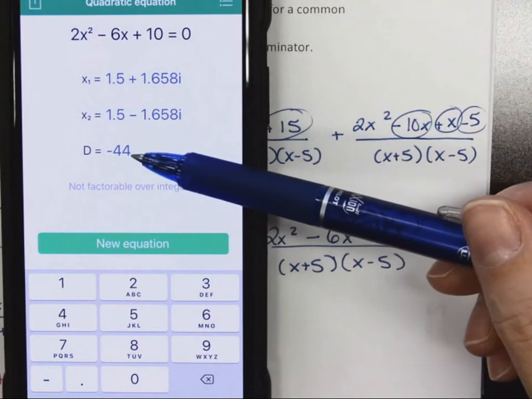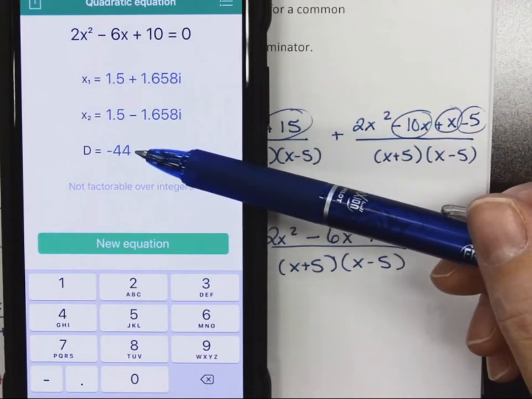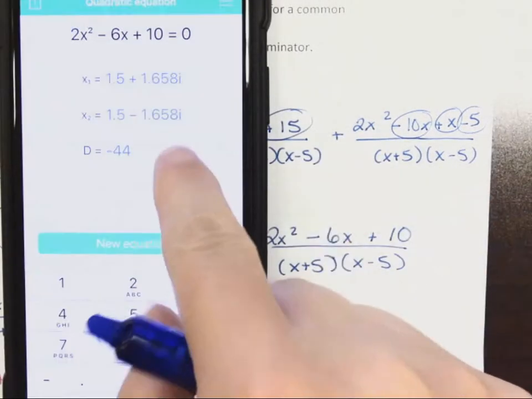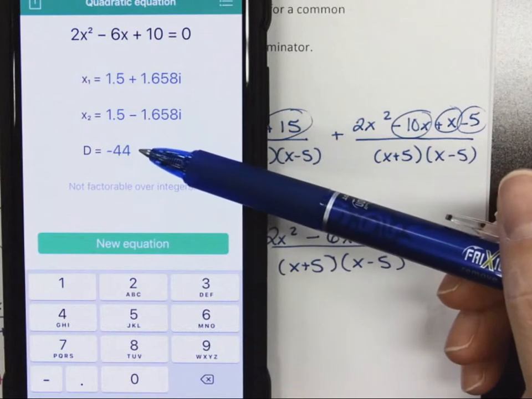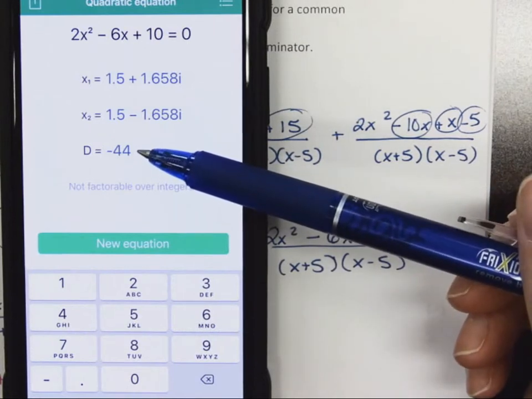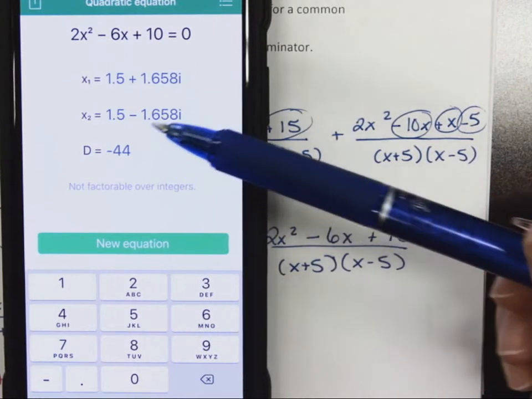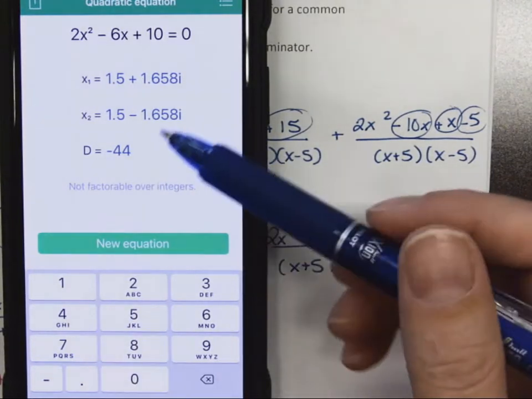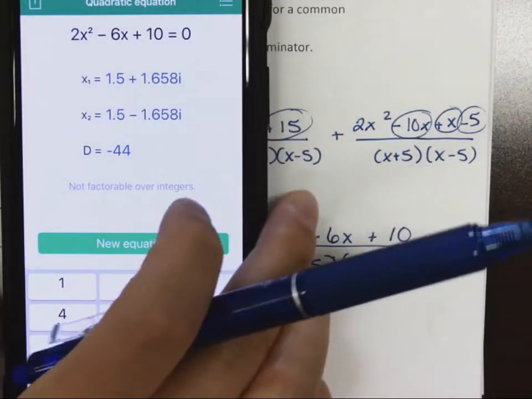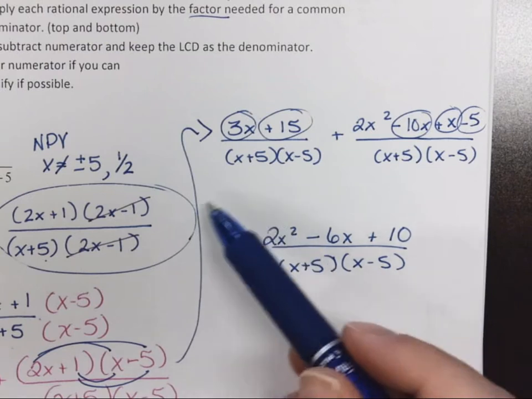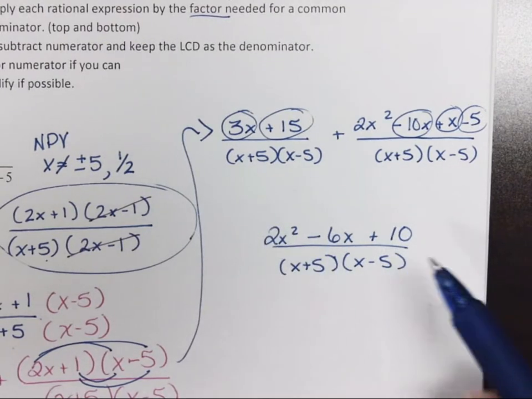My discriminant from chapter 4 is negative 44. So I know that my discriminant is negative, therefore it can't be solved, therefore I can't factor it. So I used a little bit of chapter 4 to solve that. So this is actually where we end because this is not factorable.